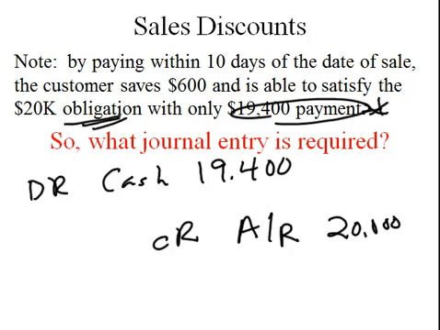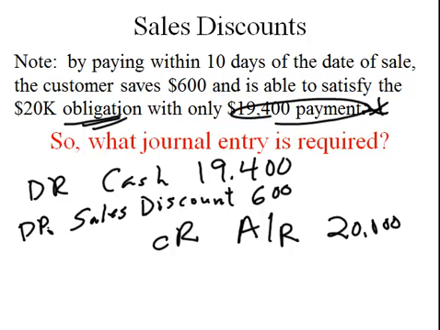The customer does not owe us anything anymore, so we have to reduce the T account balance by the full $20,000 that was previously recorded. We know debits must equal credits, so we need another $600 debit, and that is our contra account. That is our sales discount.